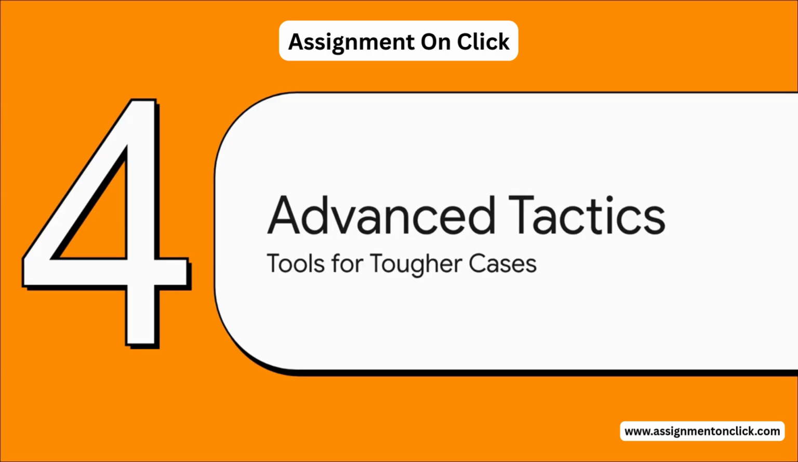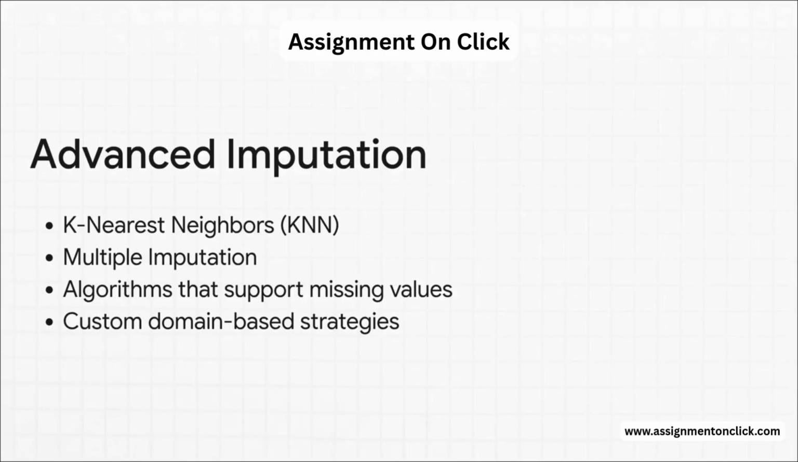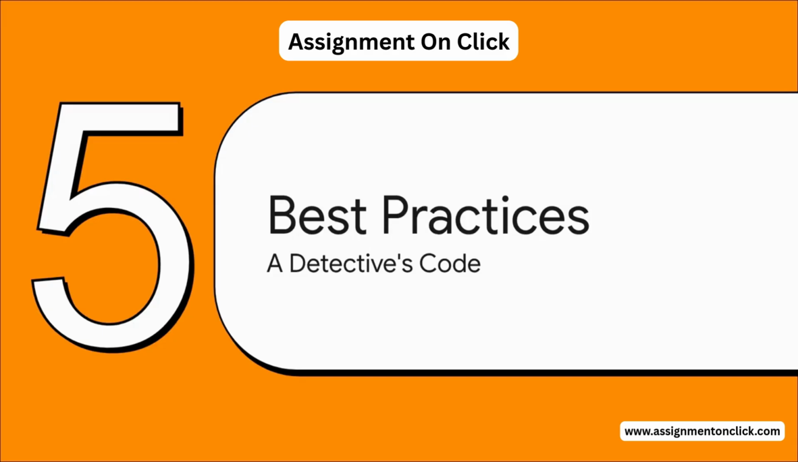But what happens when the case gets a little more complex? When a simple average or a forward fill just doesn't feel right? Well, for those tough cases, we've got to call in the specialists. Now, we're not going to go super deep here, but it's important you know these exist. Take K nearest neighbors, for instance. It doesn't just look at one column. It looks at the entire row and finds other complete rows that are most similar to it. Then it uses the values from those neighbors to make a really intelligent guess for the missing piece. Pretty smart, right?